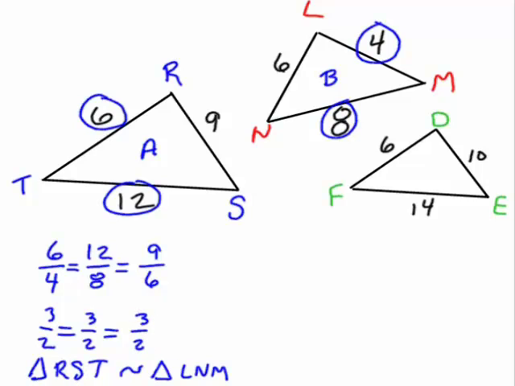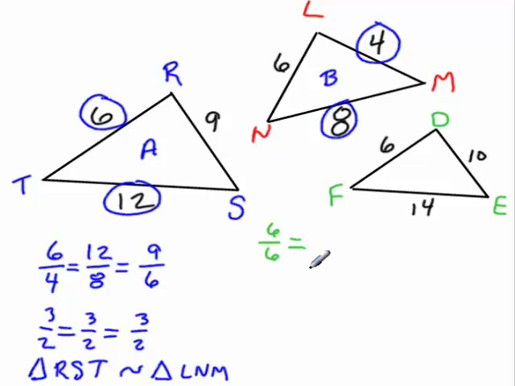So let's check to see if triangle DEF would be similar to the other two. Checking for it, the shortest side here, 6 over 6.